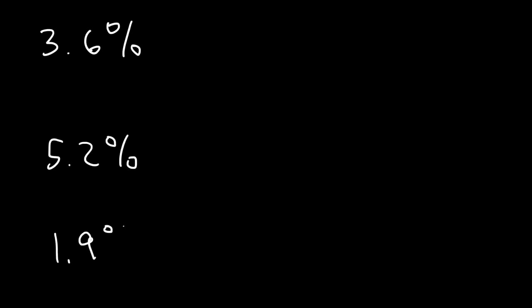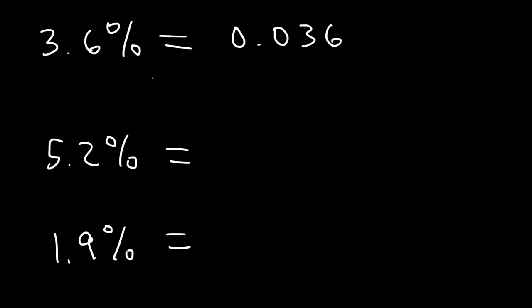Now feel free to pause the video and try these 3 examples. Convert 3.6%, 5.2%, and 1.9% into a decimal for the sake of practice. So if 4% is 0.04, 3.6% must be 0.036. Divide it by 100 or move the decimal 2 units to the left. So 5.2% must be 0.052 and 1.9% is 0.019.